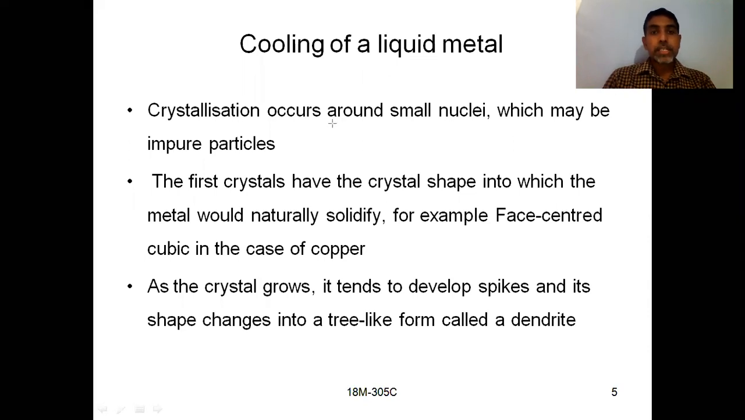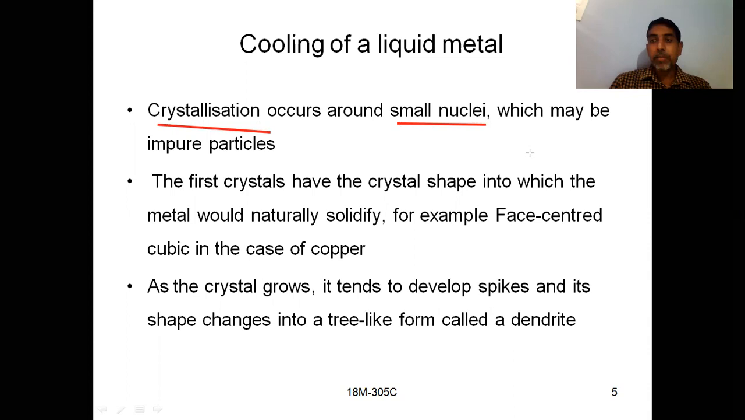Crystallization occurs around a small nucleus. When the cooling takes place, what will happen? This crystallization will occur. Initially, small nuclei will be formed. Already we have discussed these things, but I am explaining once again. We have discussed slow cooling and rapid cooling, all these things, right?